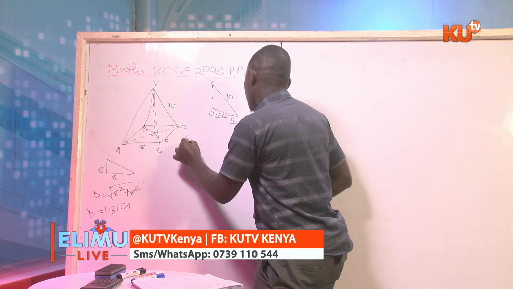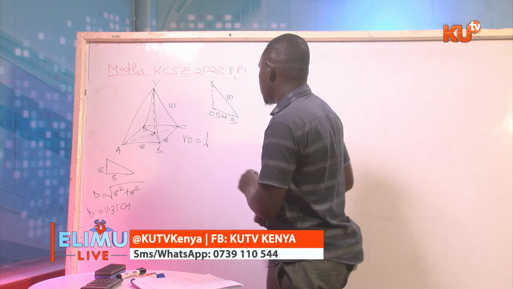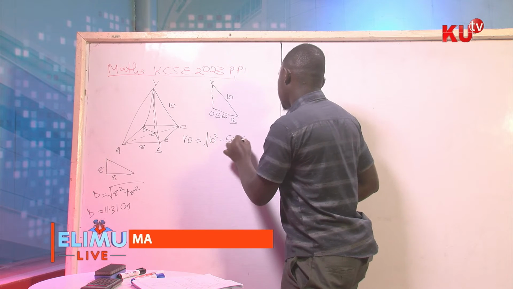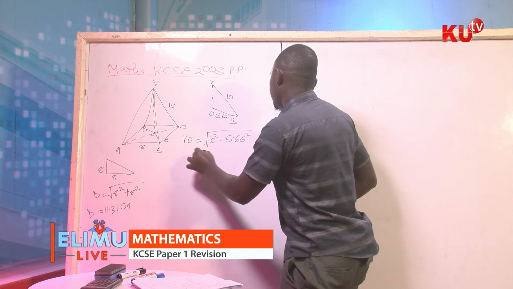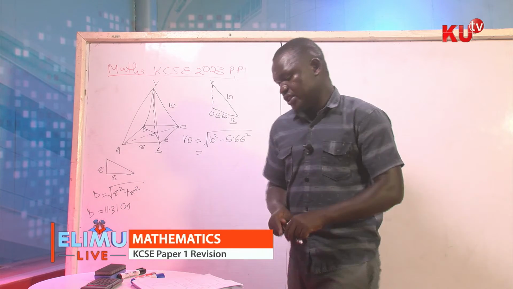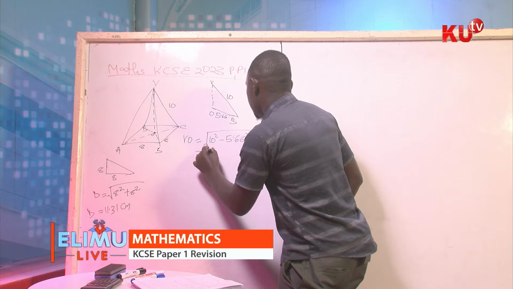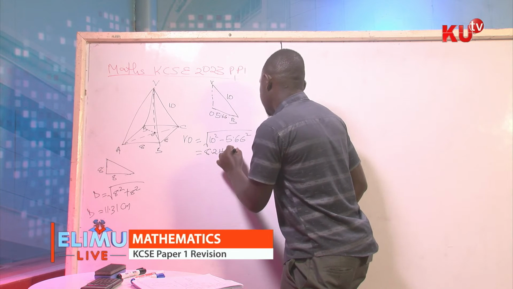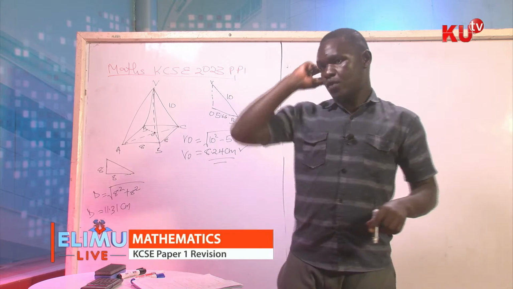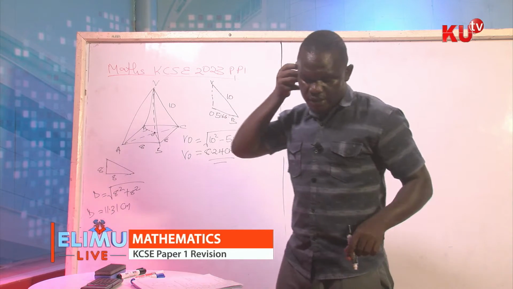In order to get VO, this is the square root of 10 squared minus 5.66 squared. When you compute that in your calculator, you will be able to get 8.24 centimeters. So that is the vertical height of that square-based pyramid.